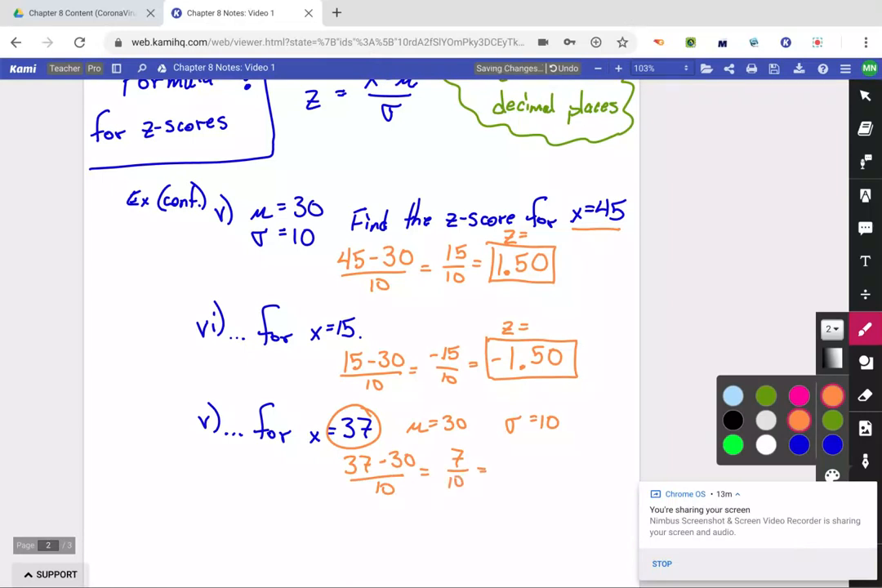And so this one, again, you can do it in your head because it's just a decimal, but you're more than welcome to use a calculator. It's 0.70. Again, it's positive. And you are done.